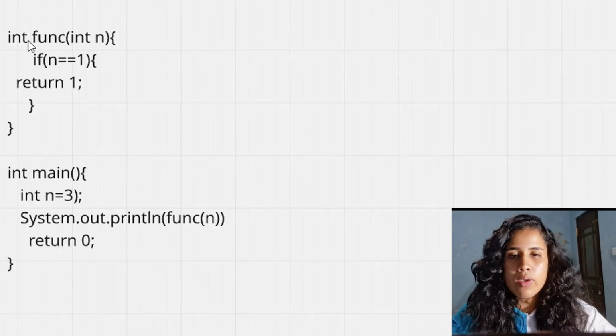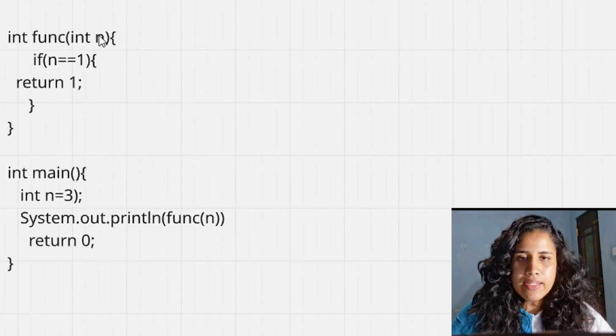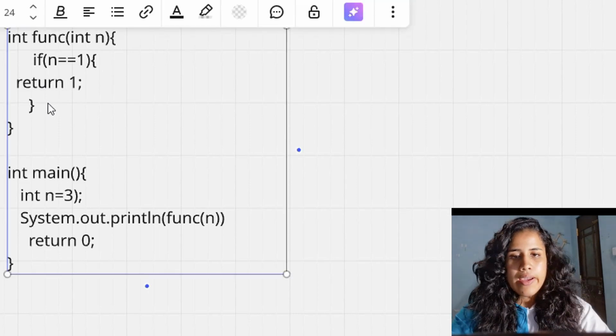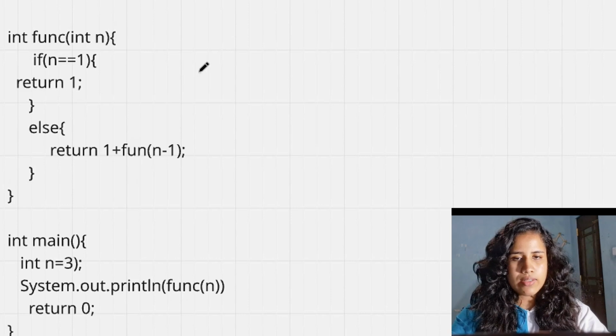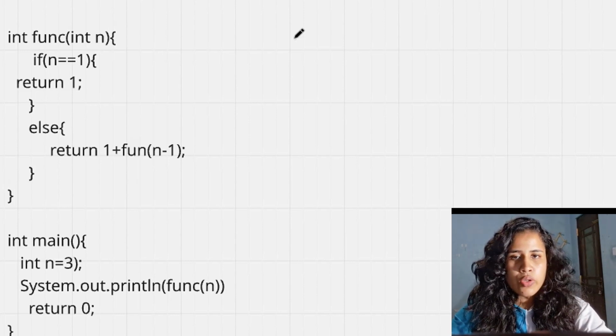So here we can see that there is a function named int which takes a parameter n, which is an integer. If n is equal to 1, it will return 1, or else it will return 1 plus function n minus 1, which means the function repeatedly executes by reducing 1 from each instance. So I'll show you how the recursion is done in two methods.